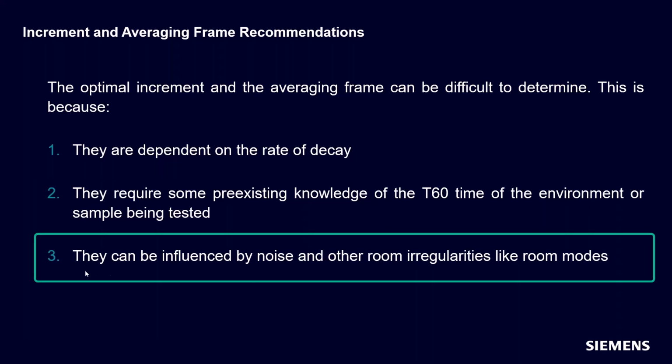The best set of these parameters can also be influenced by noise and other room irregularities, like a mode in the room that you're using to test. And so this goes back to that data quality section where we have a really small averaging frame and there's a chunk of the room mode in that averaging frame, we're going to get an inaccurate value for the decay rate at that particular point along the slope. And then that's going to result in an erroneous slope calculation. So in that case, having a longer chunk or set of data would result in a more stable average, but it could have some impacts on other parts of the signal. So this increment and this averaging frame can be very difficult to select.